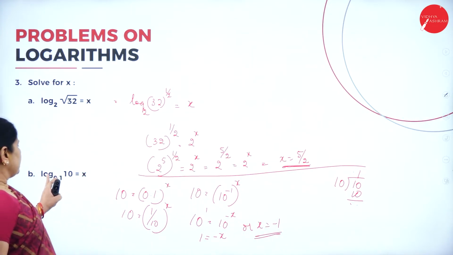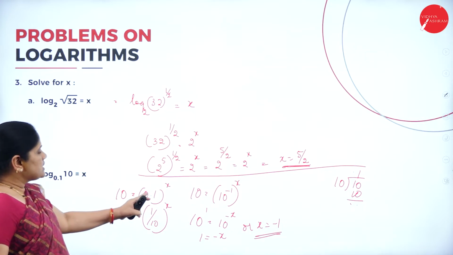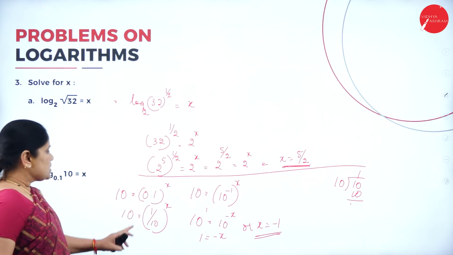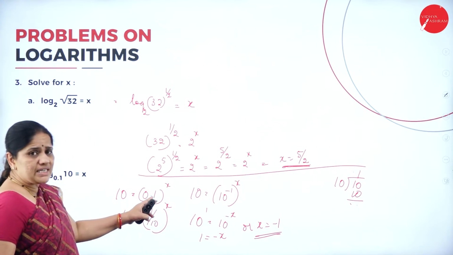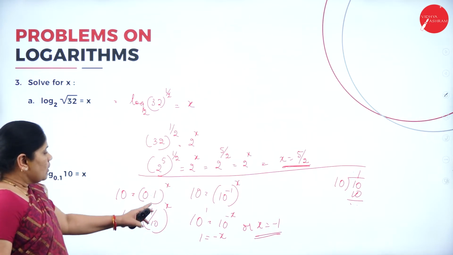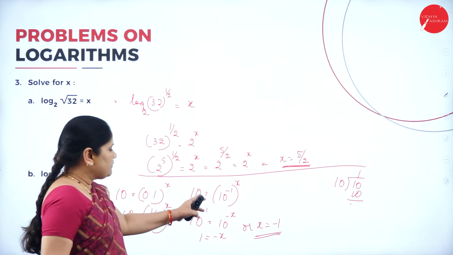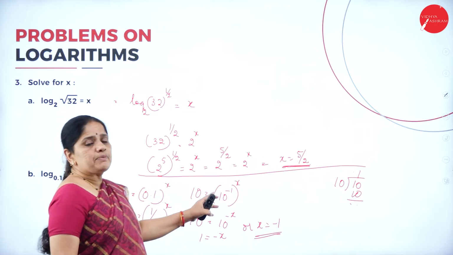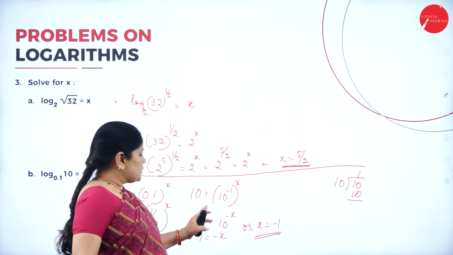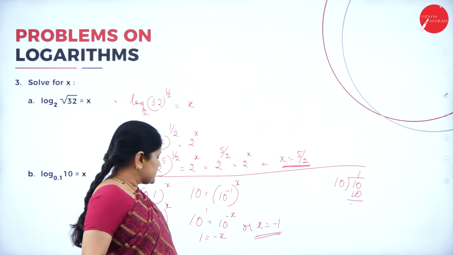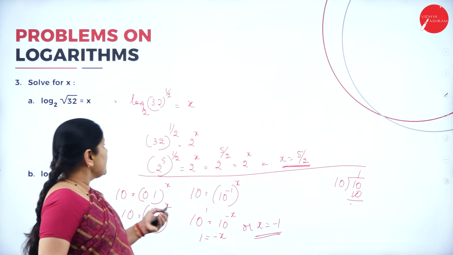So whenever you are given log of 10 to the base of 0.1 equals x, 10 equals 0.1 whole to the power x. This 0.1 I am writing as 1 by 10 because I am having a decimal here. So I am writing it as 1 by 10 whole to the power x. So 10 will be equal to this 1 by 10, I am expressing it as a negative power, 10 to the power of minus x. So 10 to the power 1 equals 10 to the power of minus x, or 1 equals minus x, or x equals minus 1 is the answer.